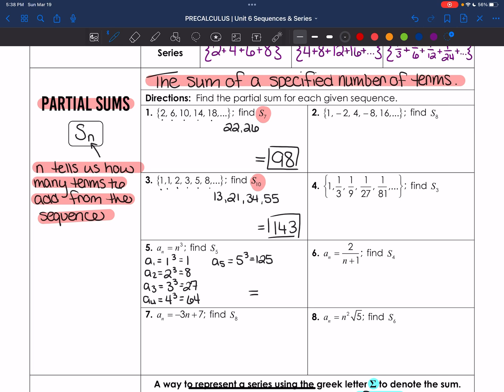Take a moment to determine that. That is 225.